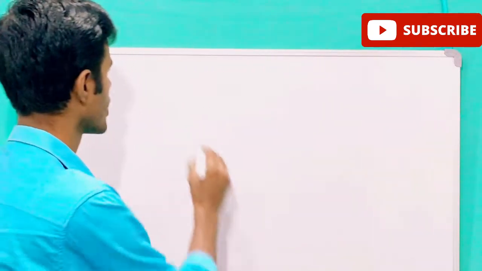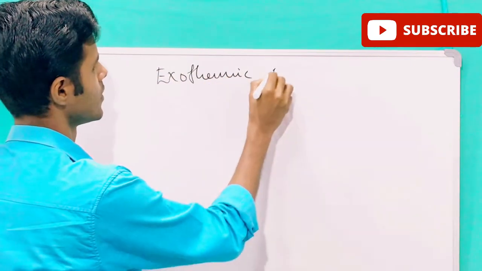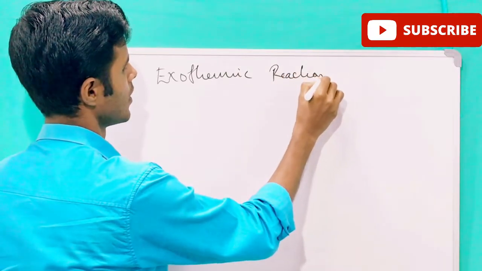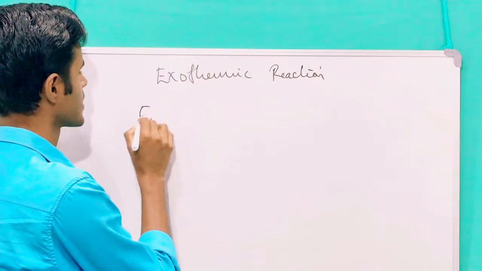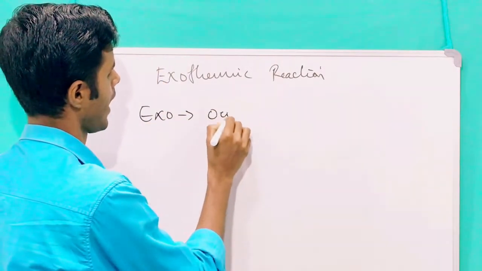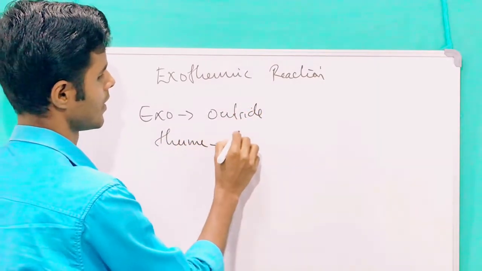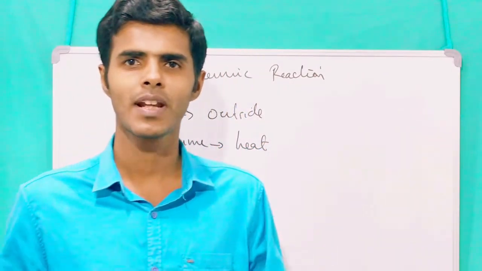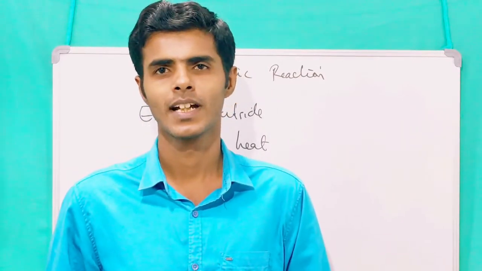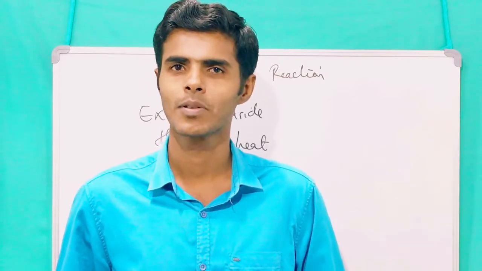I'm here with another interesting topic, exothermic reactions. So, what do you mean by exothermic reaction? The term exo is originated from Greek, which means outside. Exo means outside, and therm means heat or temperature. So heat is evolved or heat is liberated during a chemical reaction. So that kind of reactions can be called as exothermic reactions. So heat energy is liberated during a chemical reaction.